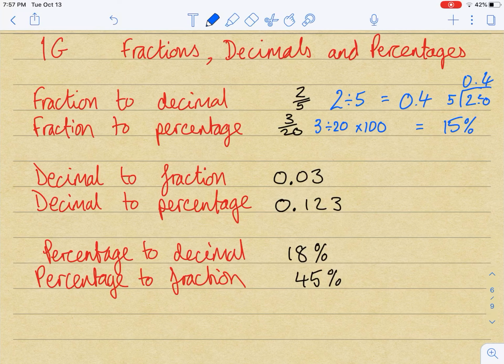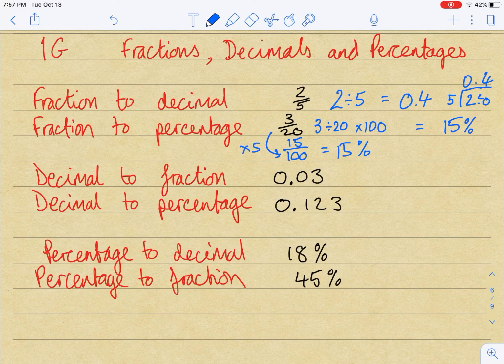15% in this case. If we don't have a calculator, then what we want to do is try and make it over 100. Well, in this case, if I times by 5 on the bottom, I get 100. So I'll times by 5 on the top. And in this case, I get 15 over 100, which is, of course, 15%.